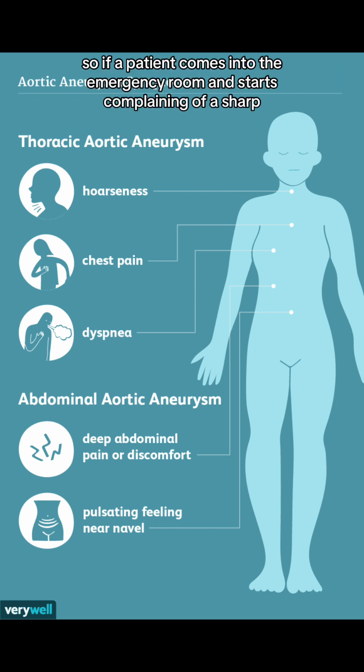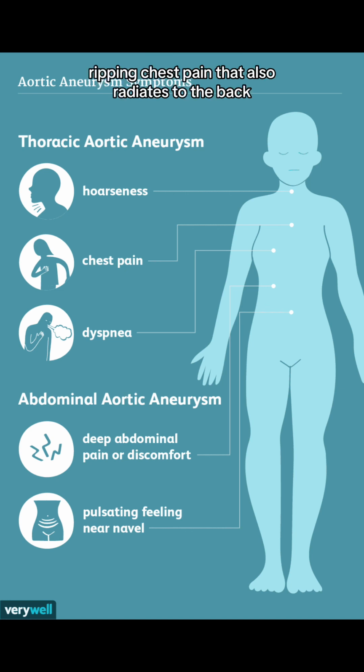If a patient comes into the emergency room complaining of a sharp, ripping chest pain that also radiates to the back, this is a big sign that they might have an AAA. Usually this pain has a sudden onset. Another thing to keep in mind is if a patient comes into the ER with excruciating pain and then all of a sudden the pain stops without any medication or intervention, you need to run. Most likely the aneurysm ruptured and that's why the pain stopped.